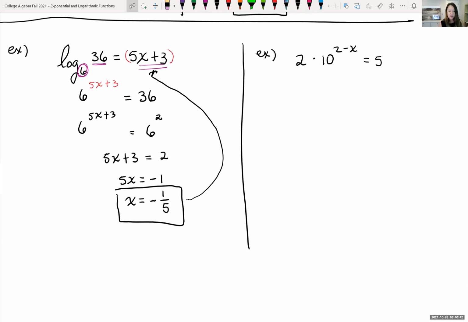We cannot multiply that 2 times 10. That is illegal. It's not in our order of operations. Order of operations says we have to deal with our exponents first, and then we can multiply. So I can't say that that's the same thing as 20 raised to the 2 - x power. Don't do that. Let's first isolate this exponential piece. Let's get rid of the 2 in front by dividing both sides by 2. Doing that, we get 10 raised to the 2 - x power equals 5/2.